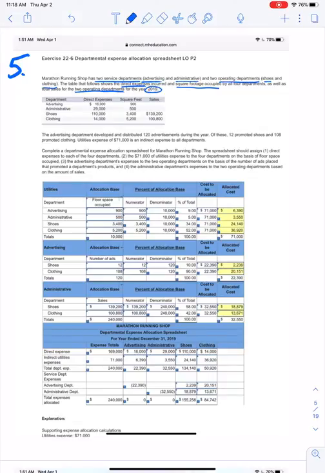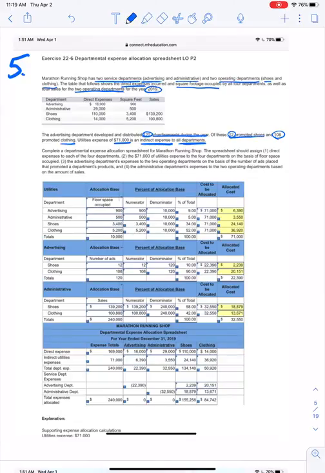for the year 2019. Then it goes on to tell us the advertising department developed and distributed 120 advertisements during the year. Of those, 12 promoted shoes, 108 dealt with clothing. Utilities expenses of $71,000 is an indirect expense to all departments. Okay, so we're going to have to allocate that across all four departments.